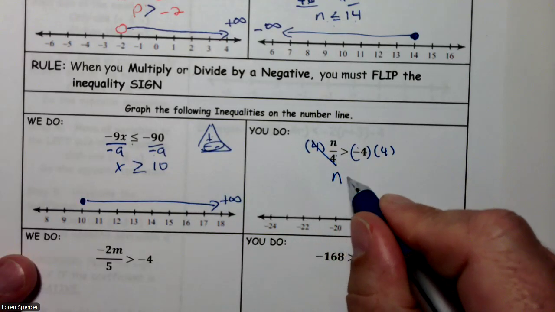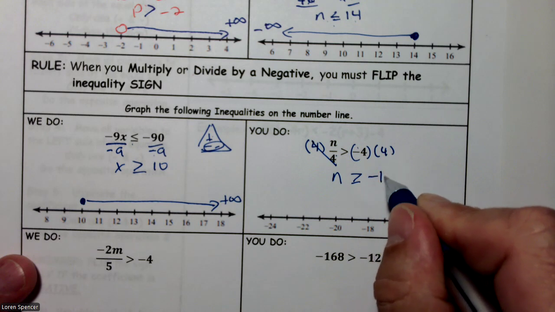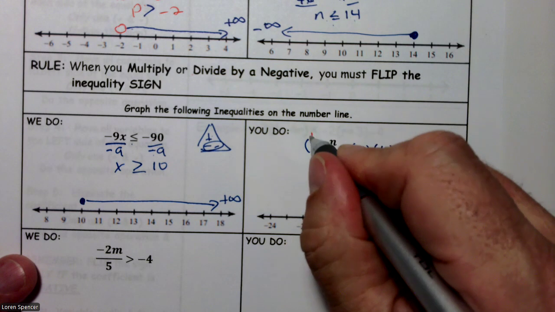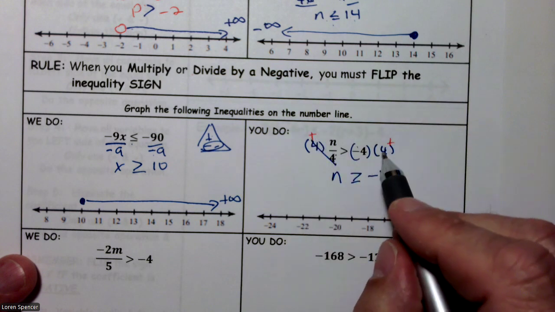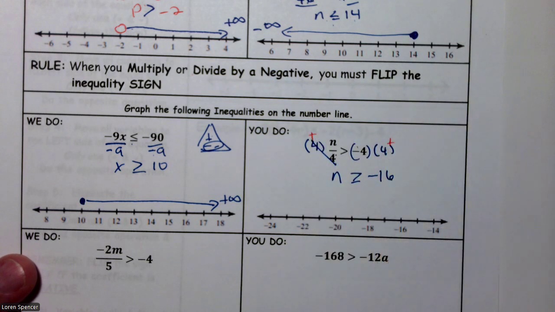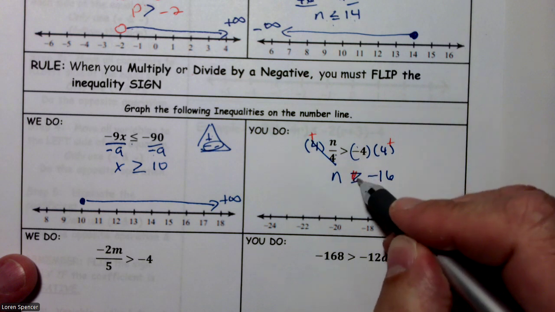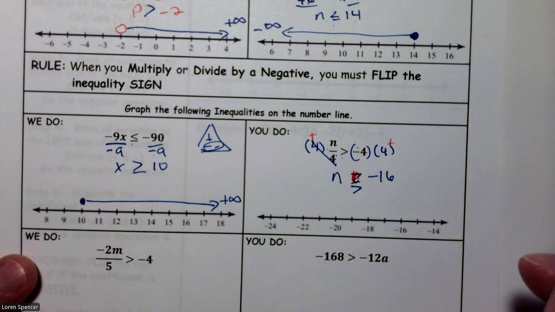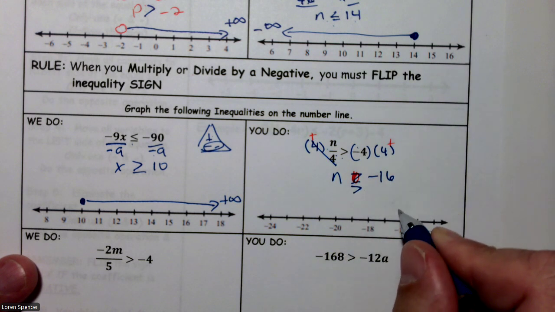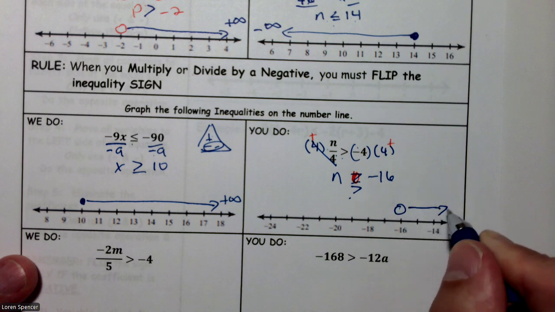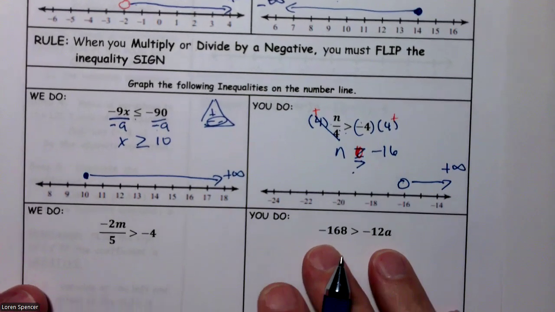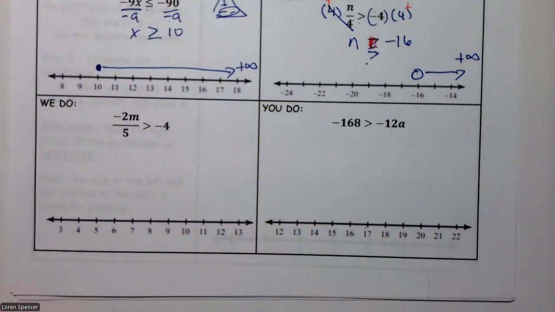And this becomes n is greater than or equal to negative 16. Now let's talk about that real quickly. What I'm multiplying by is a positive 4. And because I'm multiplying by a positive 4, I don't flip it. And by the way, I used the wrong sign. This was a greater than, so this needs to stay a greater than. So we're at negative 16, no line underneath, so we get a hollow, and we're facing this direction. So it's going off to positive infinity.